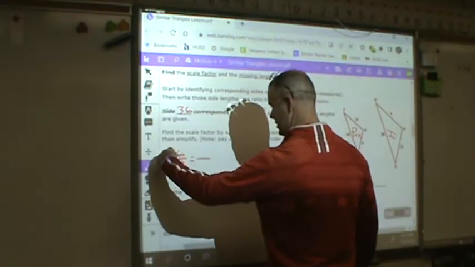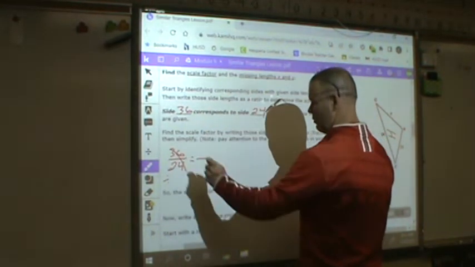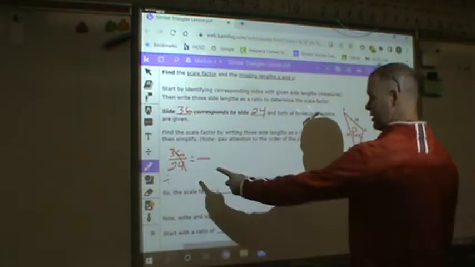Back at this, 8, divide by 8. Nope, not divide by 8, 8 won't go into 36. 6 will go into both.